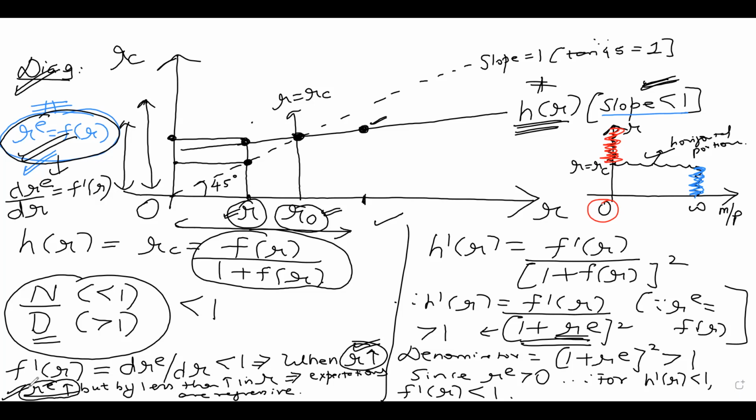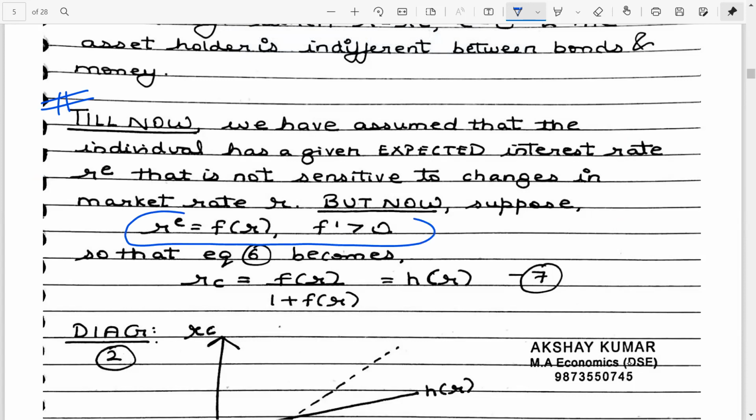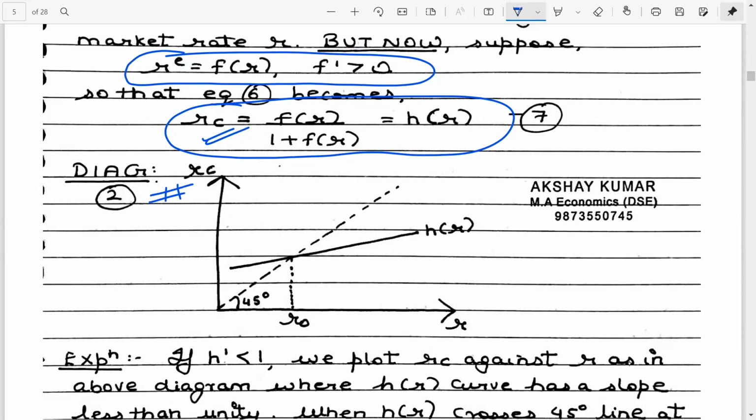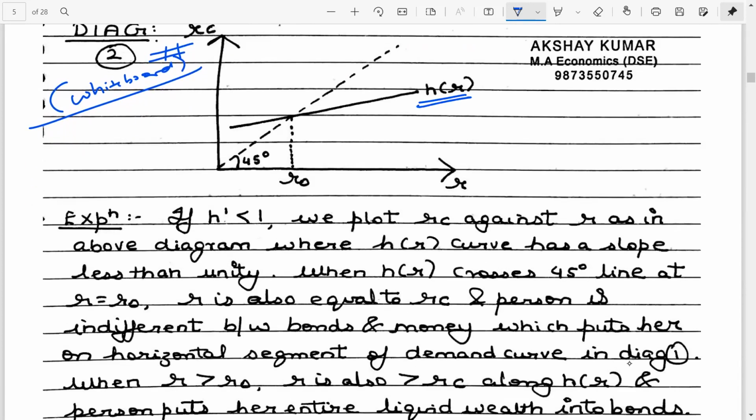Okay, so students, this is where I intend to stop. If I come to the lecture note quickly, this is from where we started discussing. We discussed on the whiteboard, we took re as a function of r, where both share a positive relationship. rc is nothing but re upon 1 plus re. Now re is nothing but f of r, so I put the value here. This diagram has been properly discussed on the whiteboard, and you can clearly see we have taken h of r as flatter than the 45-degree line. That means h dash has been assumed to be less than 1.